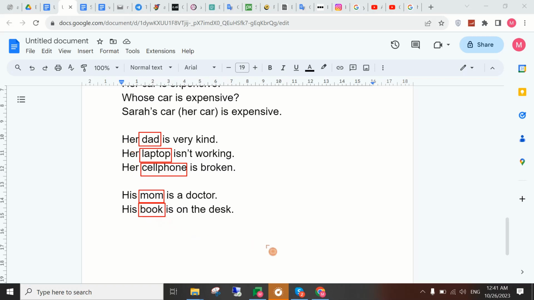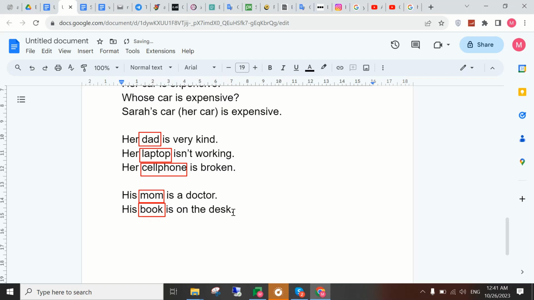That's why we call them adjectives, because adjectives come before nouns. Okay? Her dad, her laptop, her cell phone. Dad, laptop, cell phone, all of them are nouns.